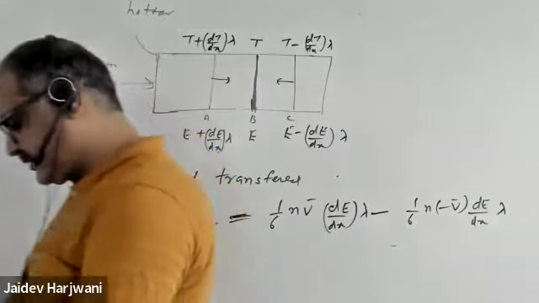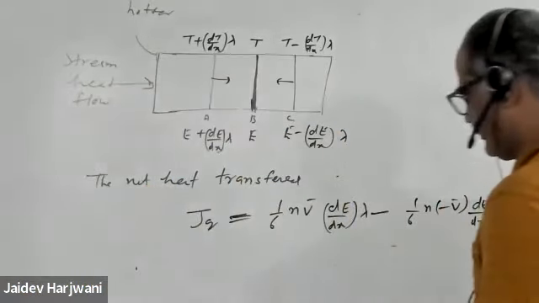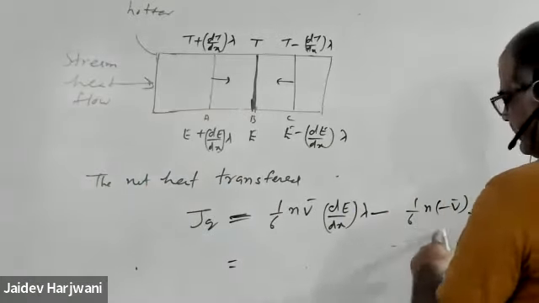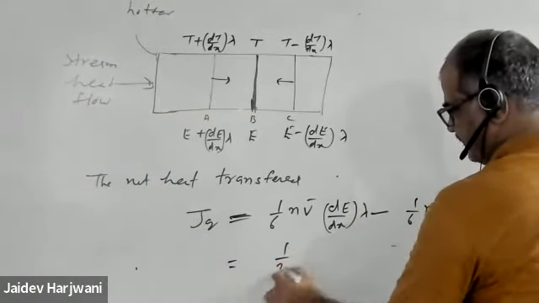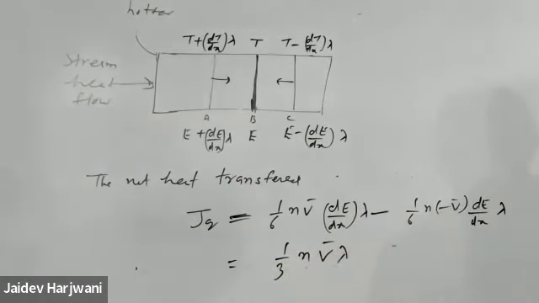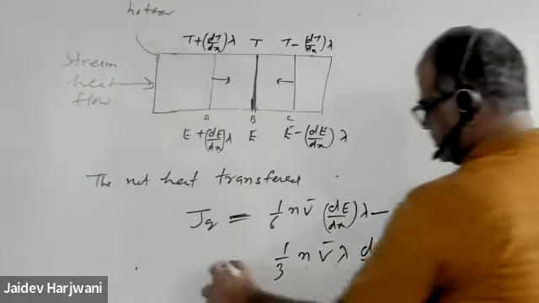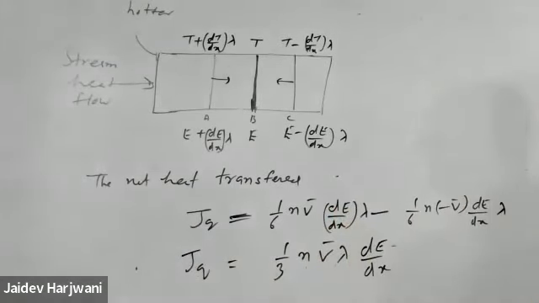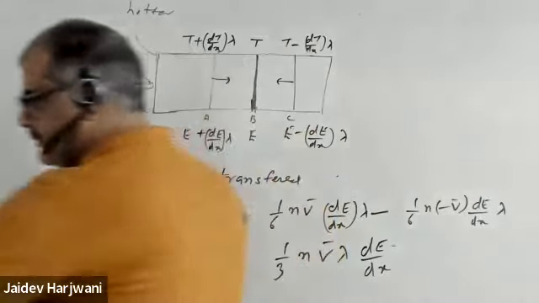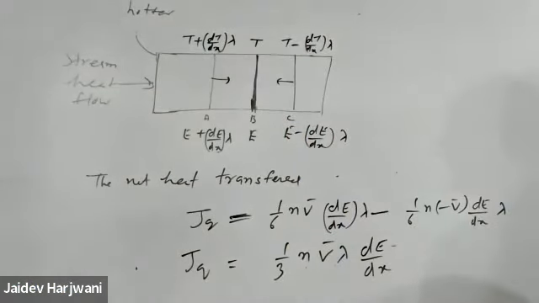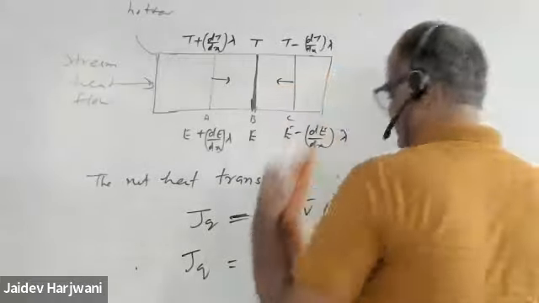Now calculate the total heat flow. Total heat flow will be 1/6, and this will become plus 2/6. So this will become 1/3 n V bar lambda dE/dx. So this is my JQ, and I already know the JQ formula in terms of thermal conductivity. I can compare these two expressions and equate these two equations, and find out the relation. Say this is equation B, and the Fourier law that I wrote earlier you can call equation A, and you can compare these two equations.